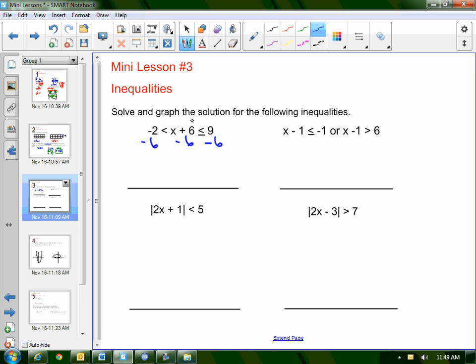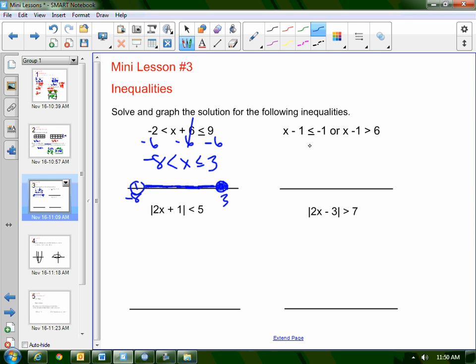As long as you subtract 6 from all of the terms, you're going to get negative 8 is less than x is less than or equal to 3. And then to graph that, I'm going to start at negative 8. I'm just going to label this pretty lazily. Negative 8 is going to be an open circle, and positive 3 is going to be a closed circle because it can actually equal 3. And since it's an and, the numbers that are greater than negative 8 and less than or equal to 3 are between here, so we shade in the middle. Those, I think, are the easy ones.